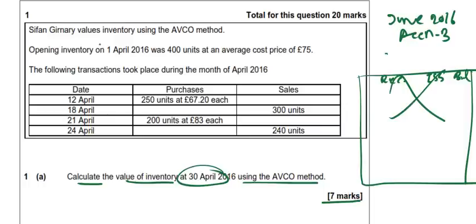Let's read the question carefully. Sifan values inventory using the AVCO method. Opening inventory on 1st of April was 400 units, at a cost price of 75. The following transactions took place during the month. It's only one month we're talking about. On 12th April we bought 250 more inventories. So 400 we had, plus 250 more.